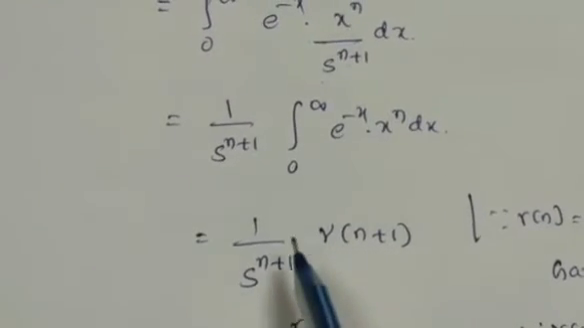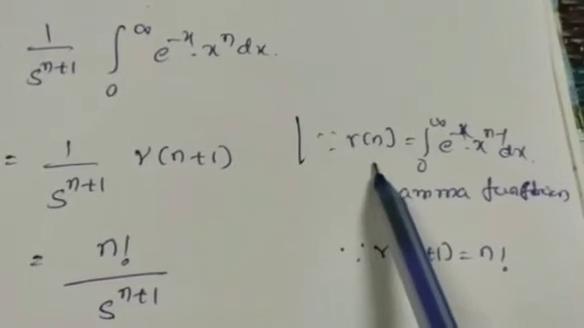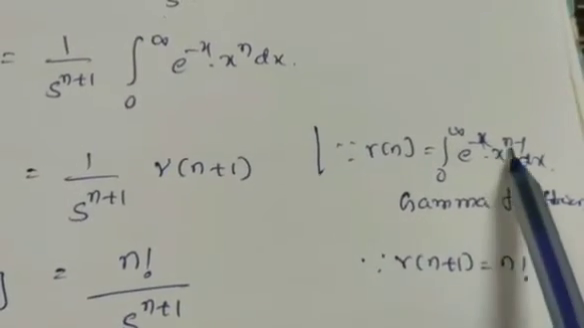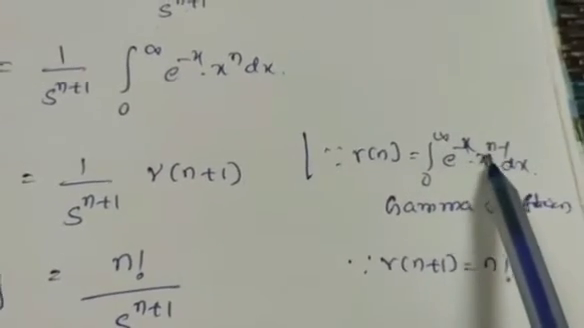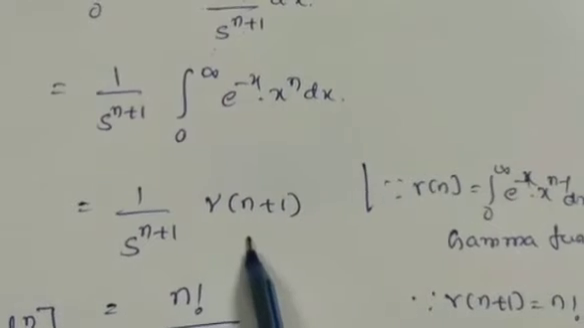So it is equal to 1 divided by s to the power of. We know the definition of the gamma function here. Gamma n is equal to the integration from 0 to infinity of e raised to minus x into x to the power of n minus 1 dx. So here n minus 1 means it is gamma n. Here we have n, so it is gamma n plus 1.